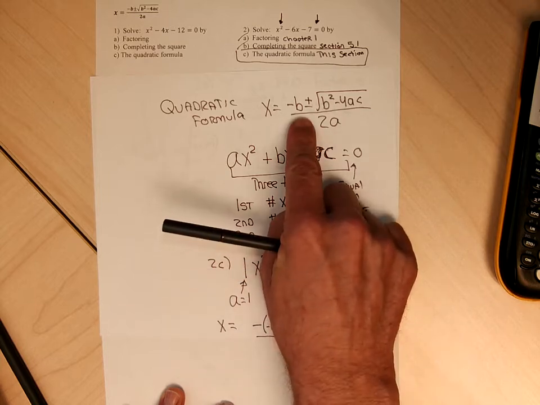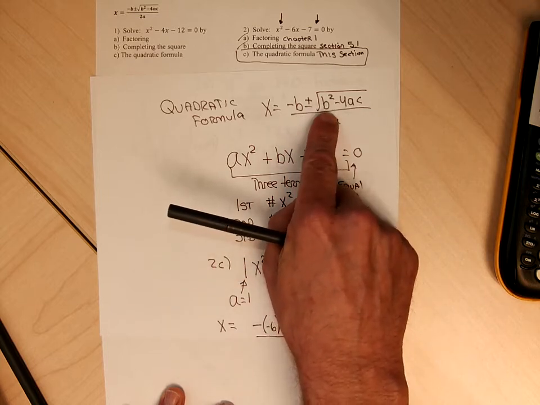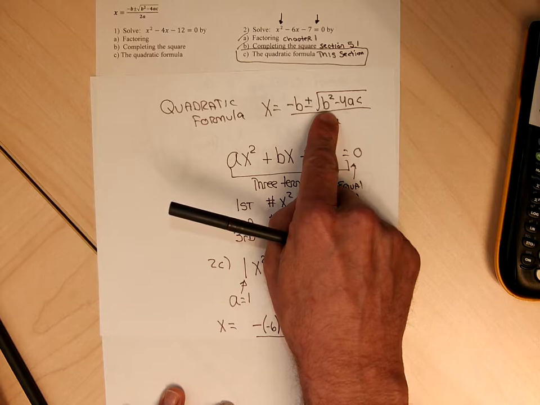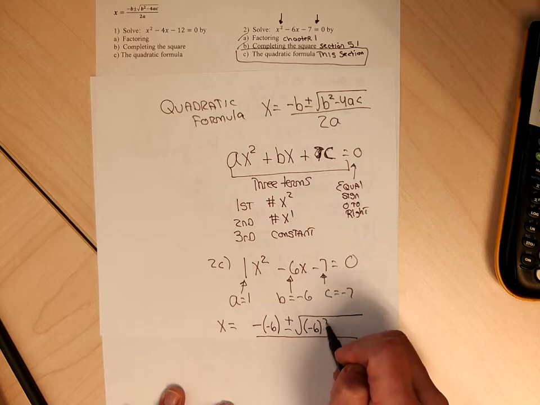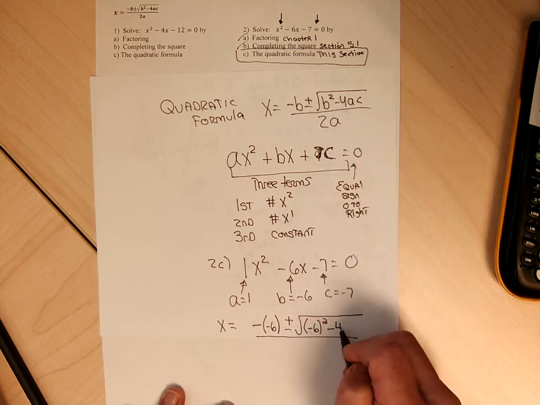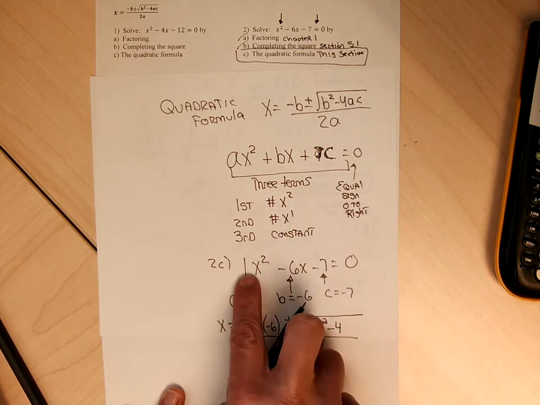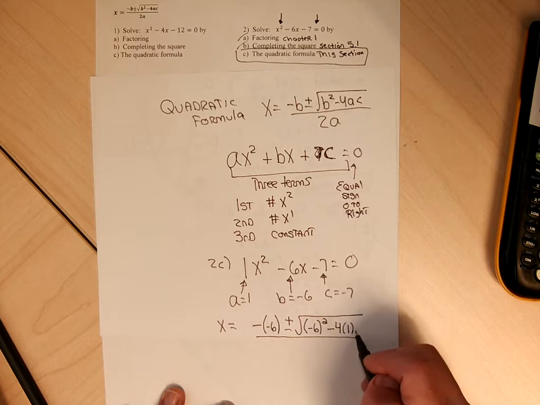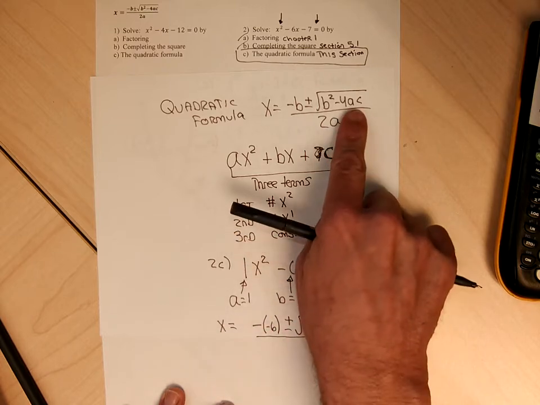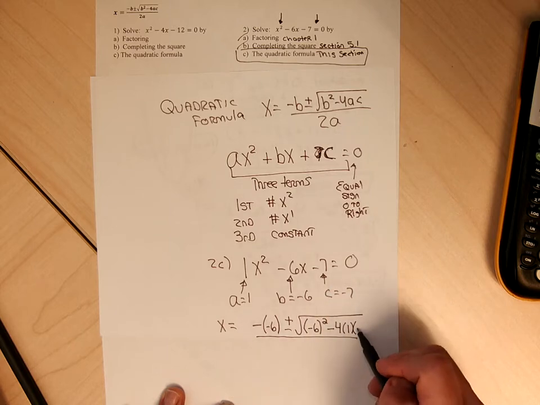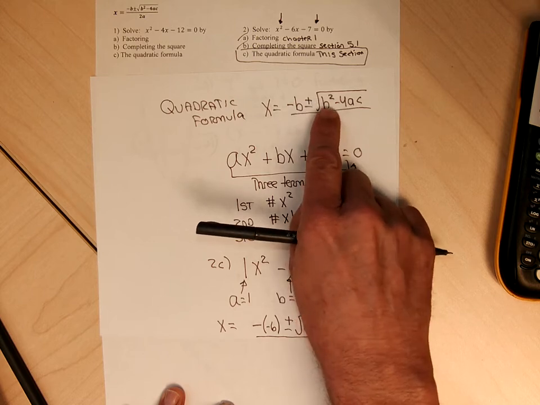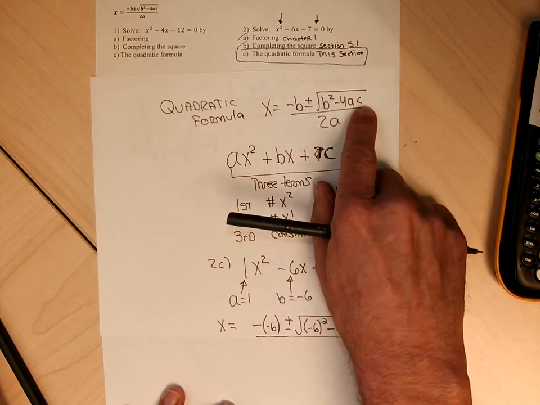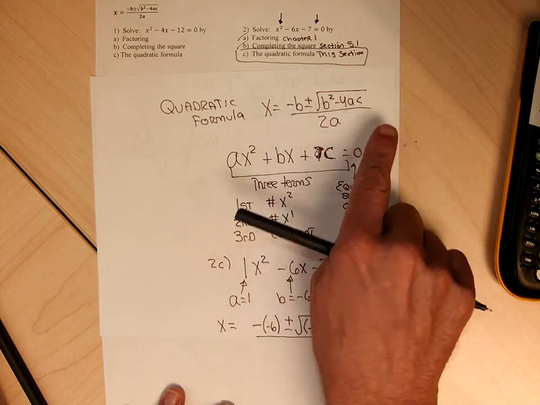The formula has a plus or minus sign and then a square root symbol, and the first thing I see under the square root symbol is b squared. I'm going to replace the b inside a parentheses with negative 6 and tack on a squared, and then minus 4 times a times c, so it's going to be minus 4 times 1, and then times c, which is negative 7. So that's just taking the numbers, changing that b to negative 6, changing that a to 1, changing that c to negative 7. That's the numerator of the fraction.